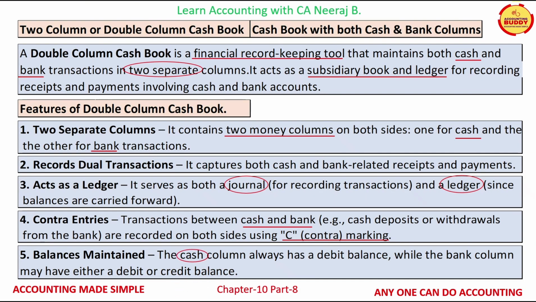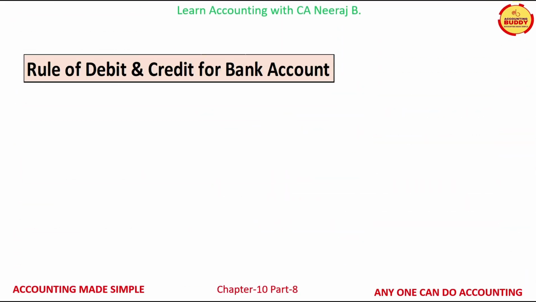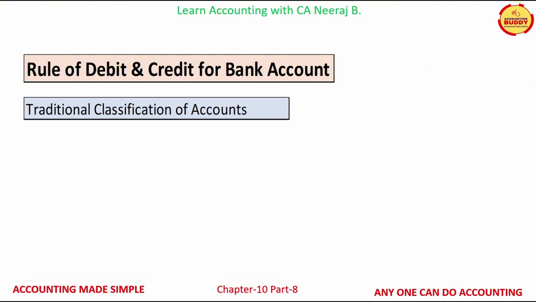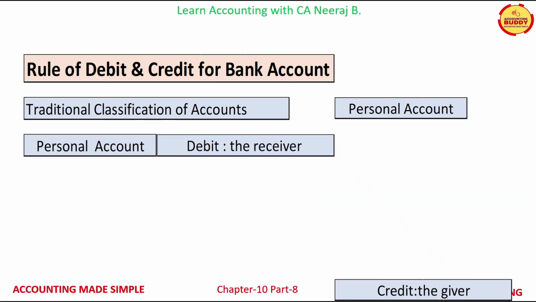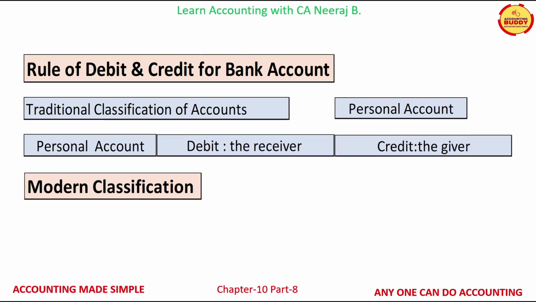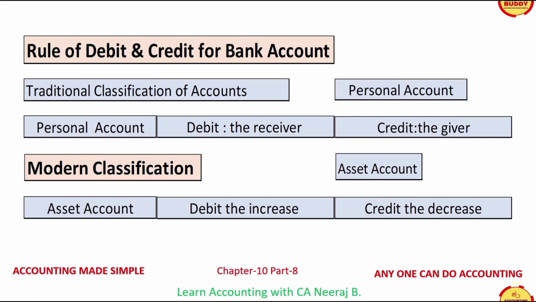The cash column always has a debit balance, while the bank column may have either a debit or a credit balance. Let us quickly recap the rules of debit and credit for bank accounts. Under traditional classification of accounts, bank is a personal account. The rule of debit and credit for personal account is debit the receiver and credit the giver. And under modern classification of accounts, bank is an asset. The rule of debit and credit for asset account is debit when increases and credit when decreases.